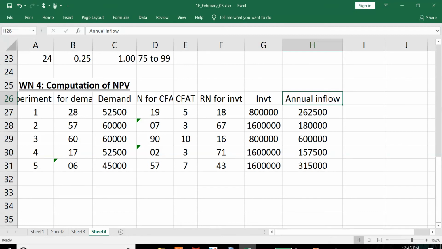See, the random numbers can be for multiple variables. I could do it for fixed cost, variable cost, selling price, discount rate. So different scenarios will get different answers. Any doubts on annual inflow?